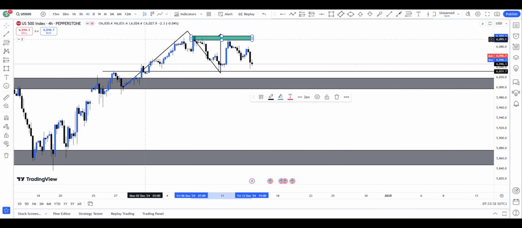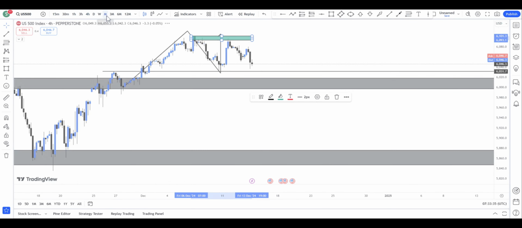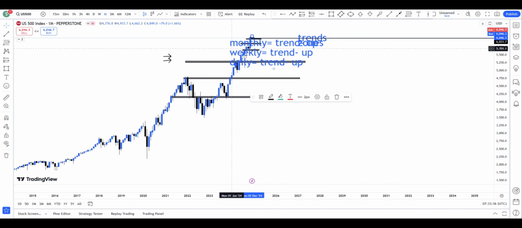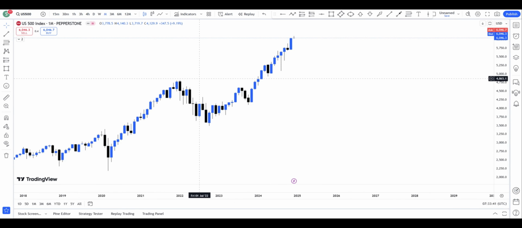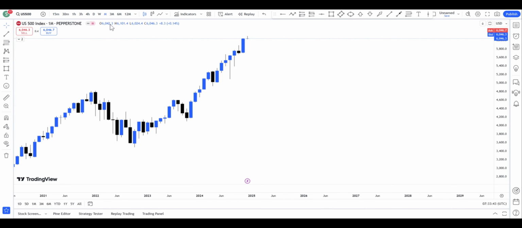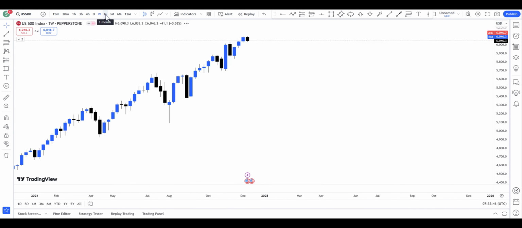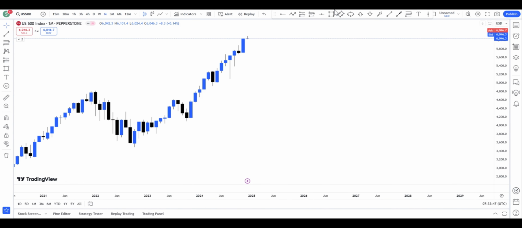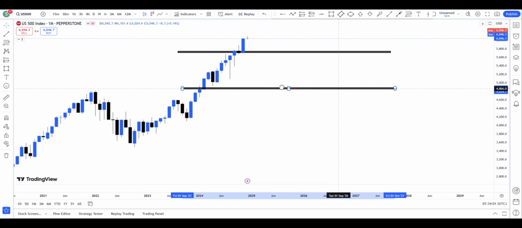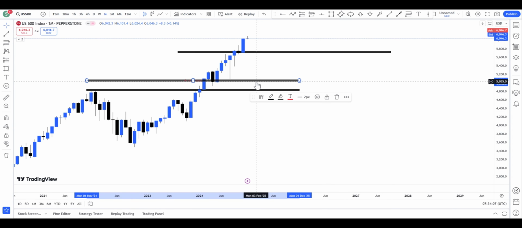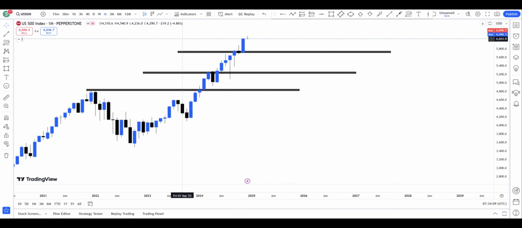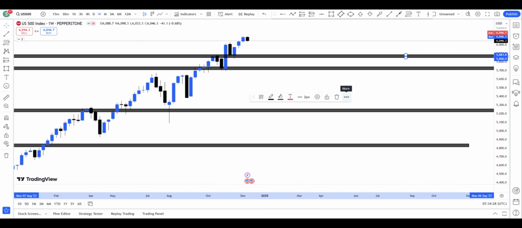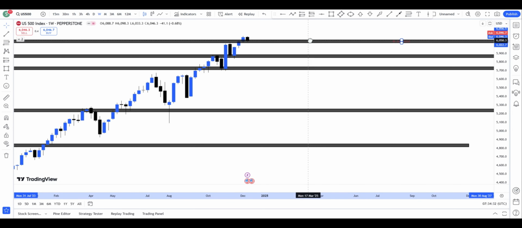So looking at this market, the US 500, from the monthly time frame is looking very bullish. On the weekly time frame is also bullish. Daily time frame is bearish. So let's draw our zones. We can see we have a zone here. The next zone we have is somewhere here, and the next zone we have is here. So on the monthly time frame, these are the zones we have. On the weekly time frame, we have a zone there. We also have another zone at this point here.